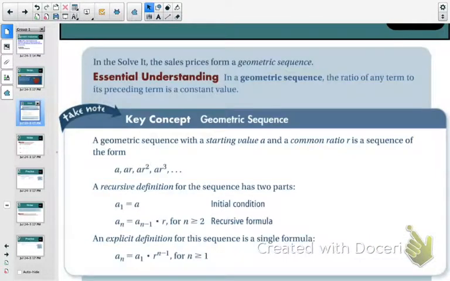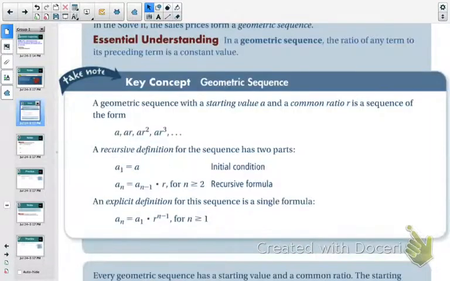So, in the solve it, these sales prices form a geometric sequence. In a geometric sequence, the ratio, that means you're multiplying or dividing, of any term to its preceding term is a constant value. So these have a constant ratio, whereas arithmetic had a common difference.